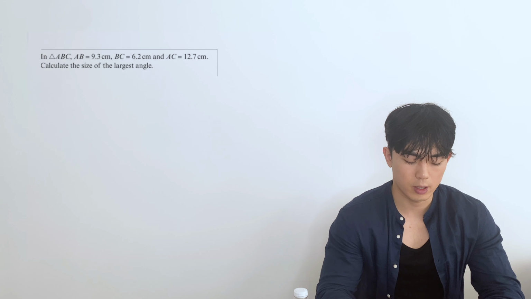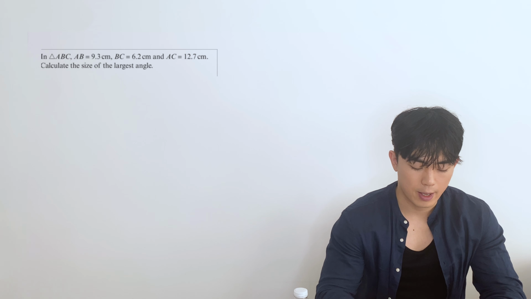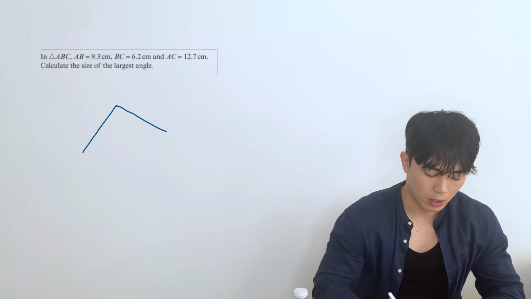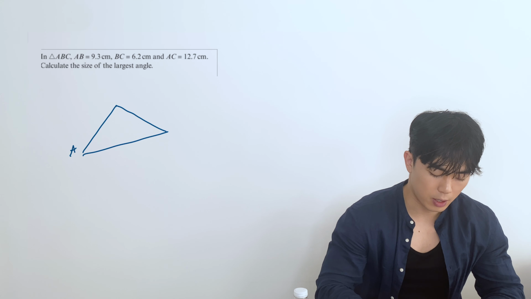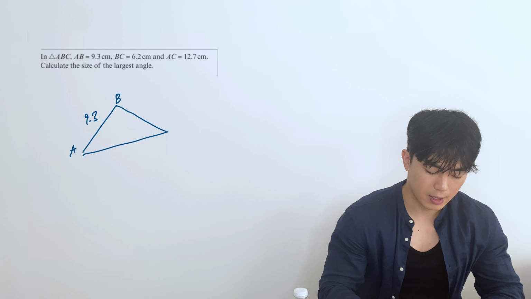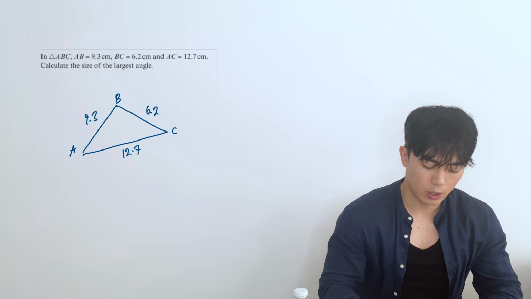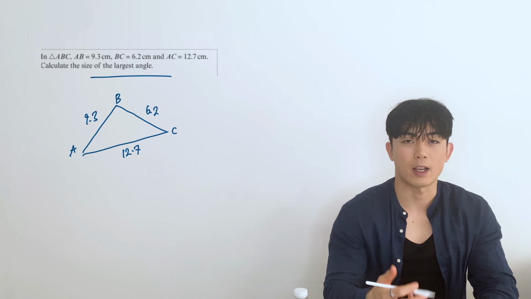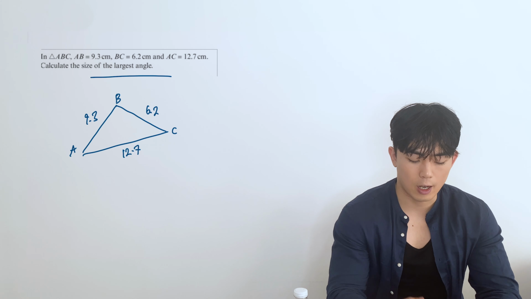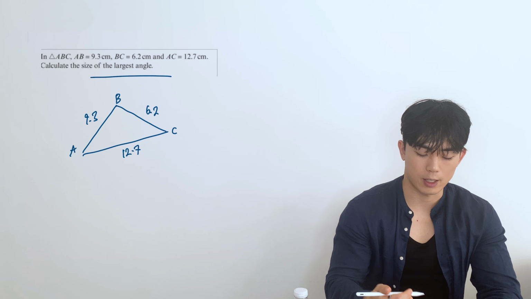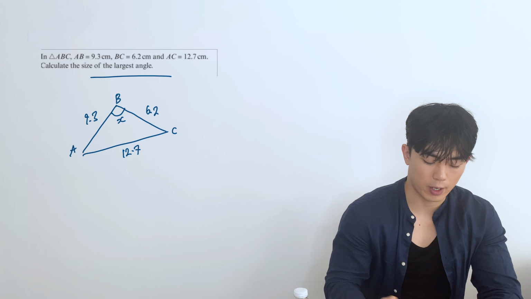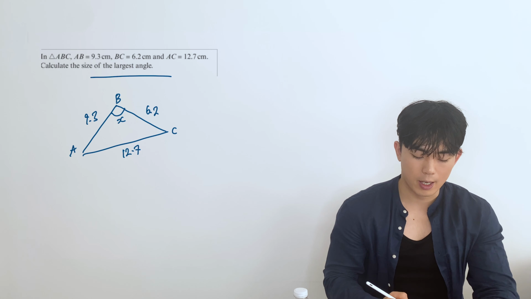Let's just try one more here. So we have triangle ABC. AB is 9.3, BC is 6.2, and AC is 12.7. So to calculate the size of the largest angle: for triangle rules, the largest angle is always opposite the largest length. So this here will be the angle we're trying to find. Let's call it x. Once again, it's just using the cosine rule.